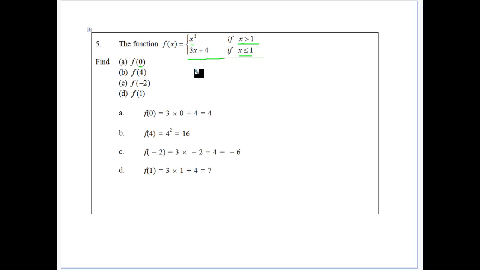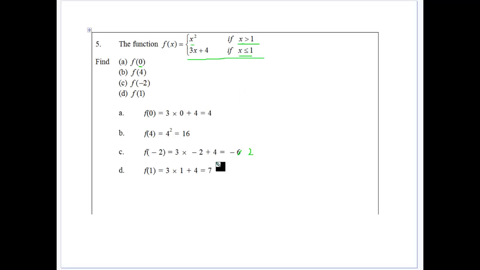3 times minus 2, where x is minus 2, plus the 4. Doing our calculations, that gives us 3 times minus 2 plus 4, and that should be minus 2, so let's be careful about that. And then the function of 1. Well, 1 here is right on the boundary, but 1 is actually part of this one because x is less than or equal to 1.